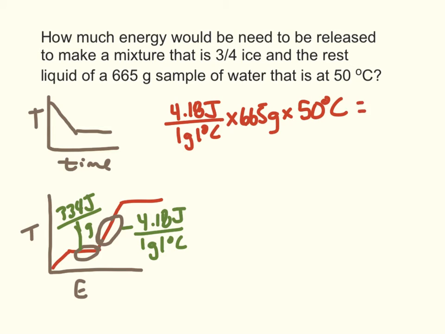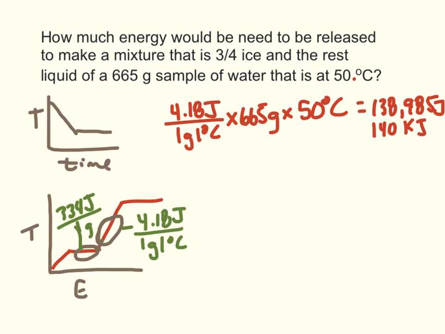And so then we plug this in, 4.18 divided by 1 times 665 times 50, and we get 138,985, and I sure wish I would have put a decimal point right there after the 50, so we're going to call that 2 sig figs. Let's pretend I did that. And so that would be 140,000 joules, which I'm going to make 140 kilojoules just because it's nicer to write.